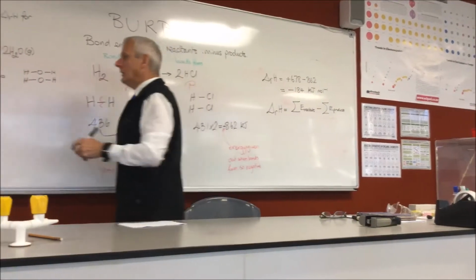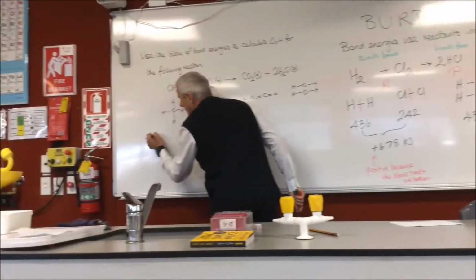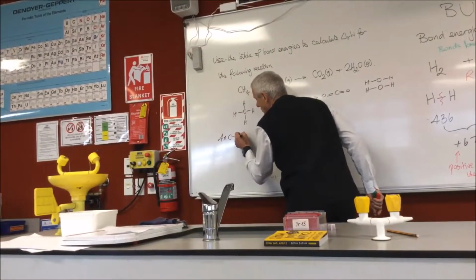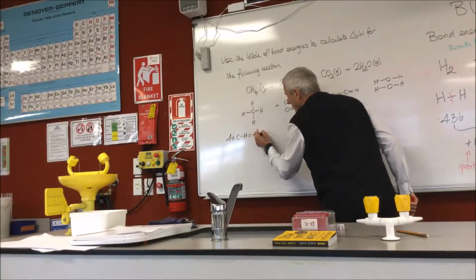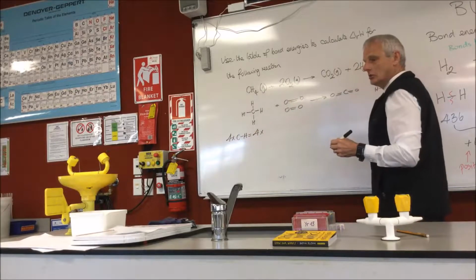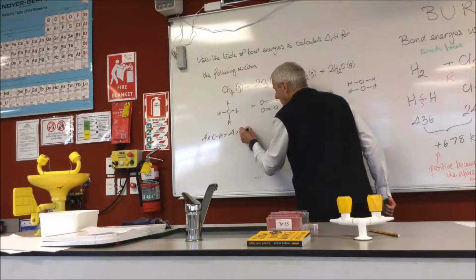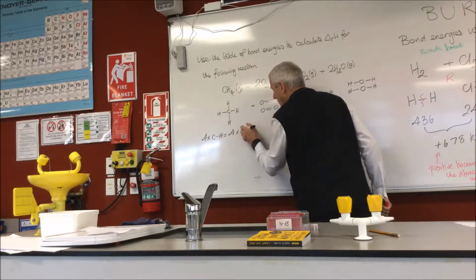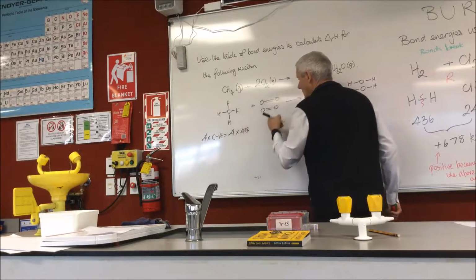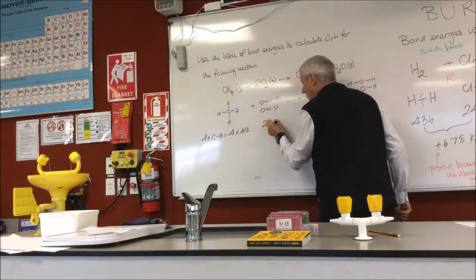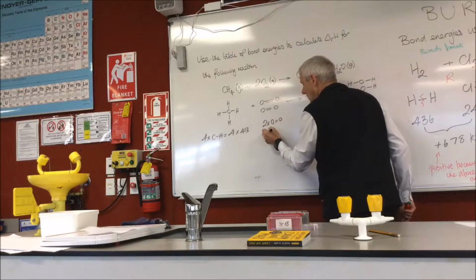So the first thing is, I've got 4 times C-H, which is 4 times how much? 413. Okay. I've got 2 times O double bond O, which is 2 times how much? 494. Okay.